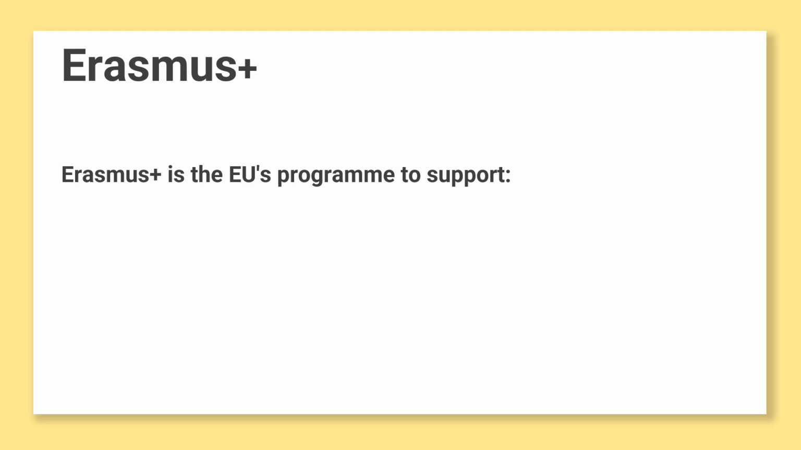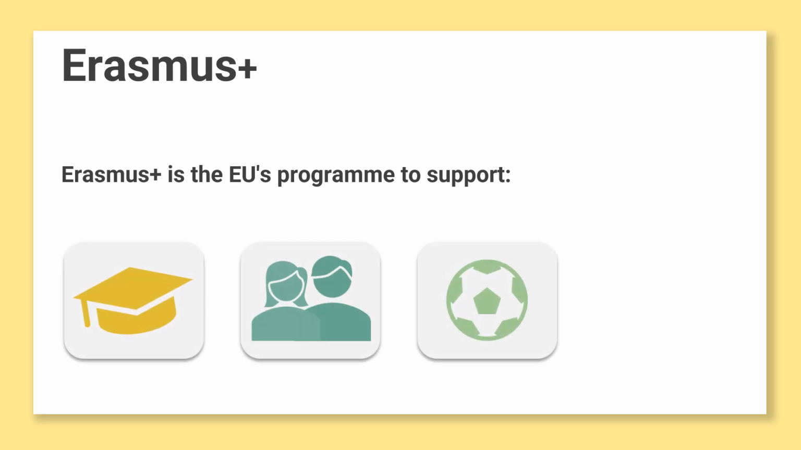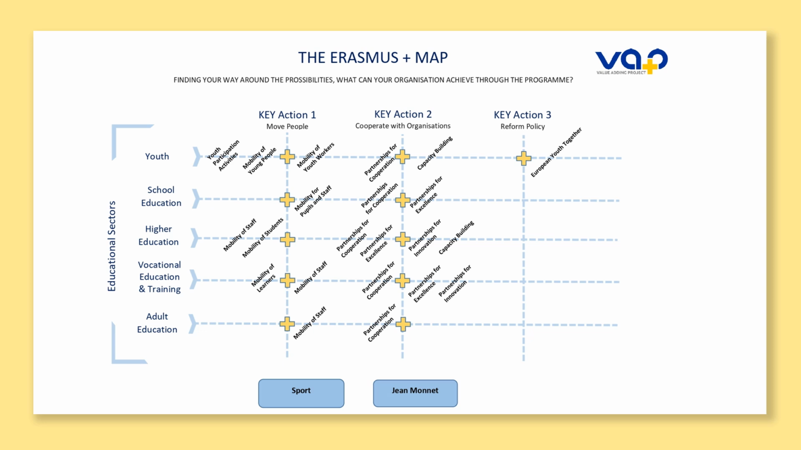Between 2014 and 2020, the Erasmus Plus has been the EU's programme to support education, training, youth and sport in Europe, and it provides opportunities for a wide variety of individuals and organisations. The programme supports a variety of actions in the youth and education sectors, some of which are central and are directly managed by the European Commission, while the rest are decentralised and entrusted to the national agencies in each member state.